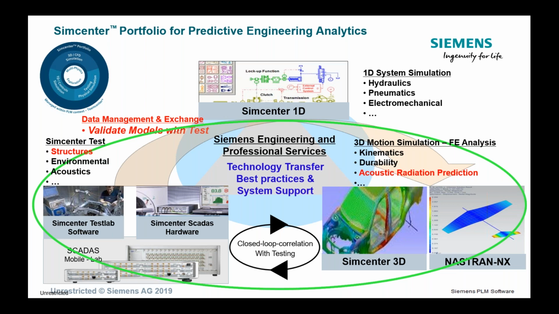kind of my area and Siemens area. We have this portfolio called Simcenter, and it entails 3 main components, of 1D system simulation, where we can simulate hydraulics, pneumatics, electromechanical. And then over in the lower right, we have another domain we called Simcenter 3D, and that actually includes the acoustic radiation prediction software that we have available. And this is an area that you can use Nastran.